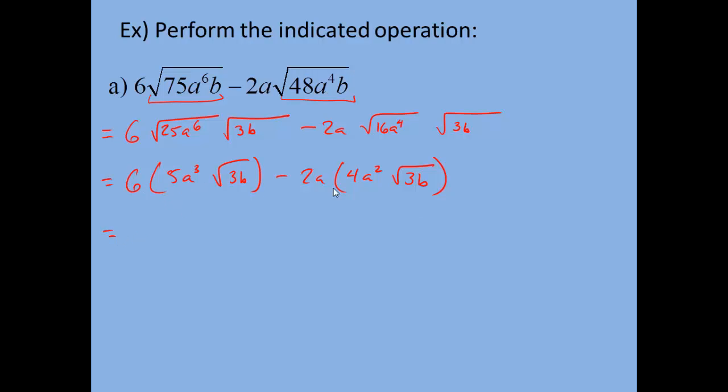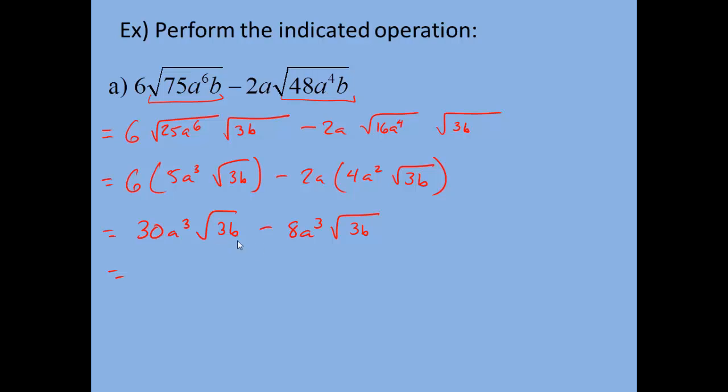You can multiply the coefficients together. So 6 times 5 gives us 30a to the 3rd square root 3b minus, here I've got 2a times 4a squared. So 2 times 4 gives me 8. 8 times a squared makes this a to the 3rd power square root of 3b.